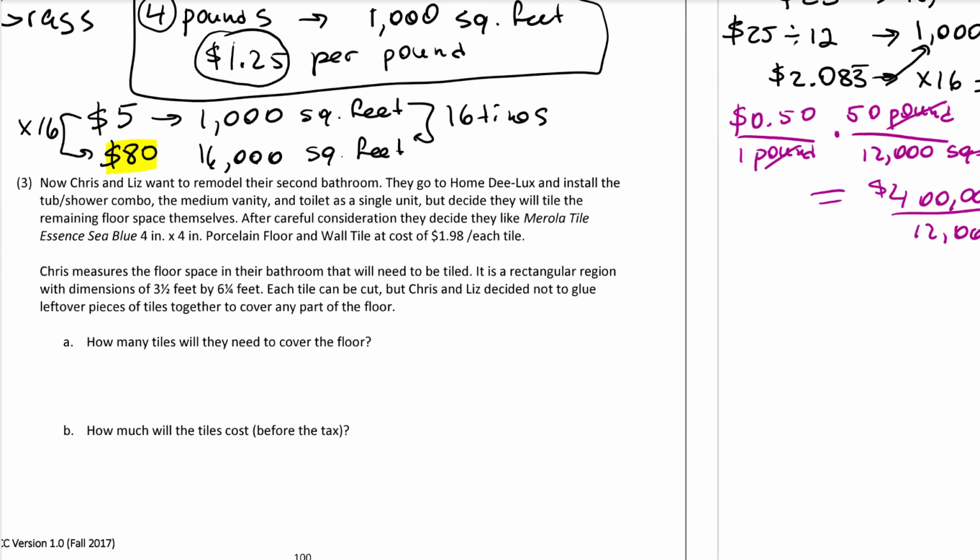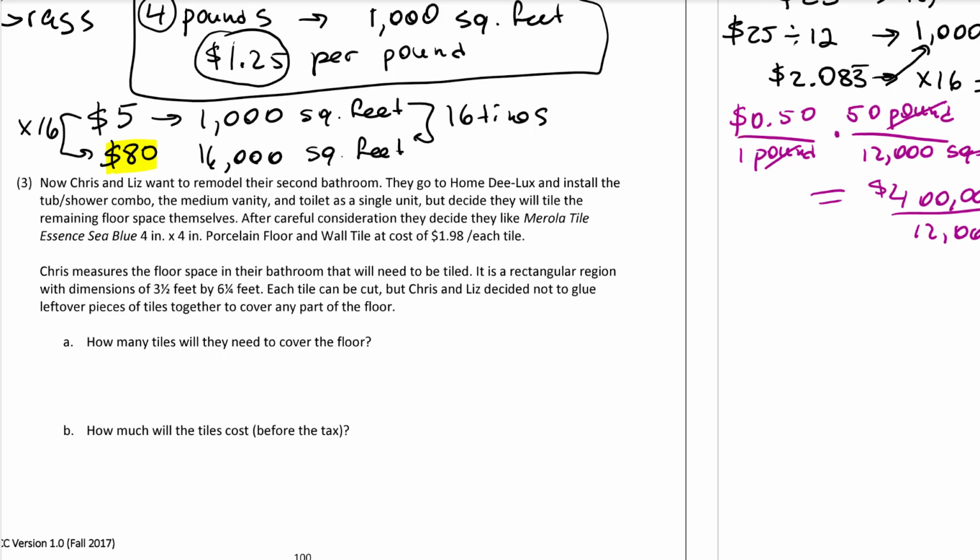Question number 3. Chris and Liz want to remodel their second bathroom. They go to a fake store, for the purposes of this lesson, Home Deluxe, and install the top shower combo, the medium vanity, and toilet as a single unit, but decide they will tile the remaining floor space themselves. After careful consideration, they decide they like Marola tile, S&C blue, 4 inches by 4 inches each tile, at the cost of $1.98 each. So that's the cost of that 4 inch by 4 inch tile, about $2.